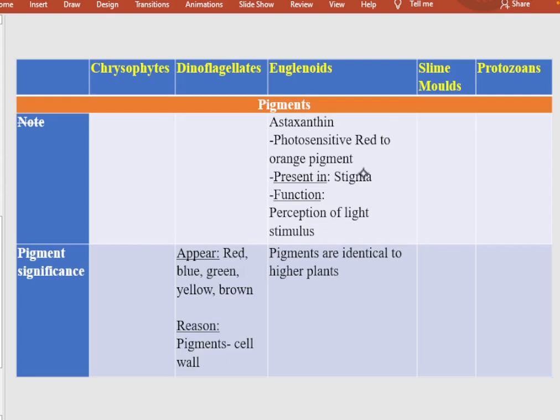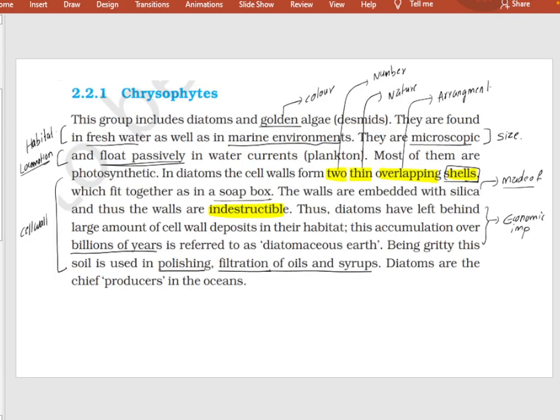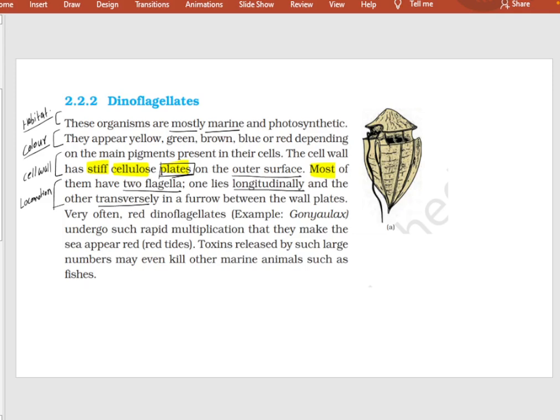Euglenoid pigments are identical to higher plants, chlorophyll A and B. Because of the pigments they look blue, green, yellow, brown. Where is it present? Mostly in the cell. So regarding pigments, in chrysophytes, the golden algae, pigments are present; you can consider them.